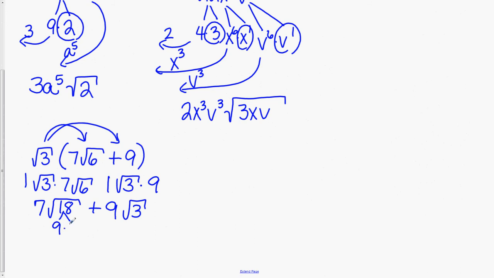18 is 9 times 2. So the square root of 9 is a 3. Any number that you bring out, you're going to multiply it times the number in front. So if I bring out a 3, 7 times 3 is 21.